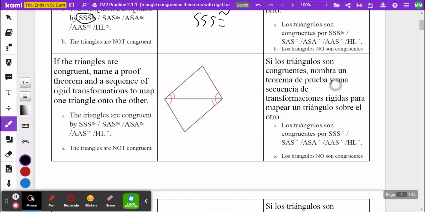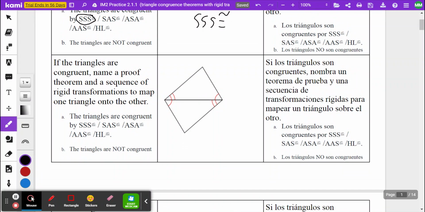Next, if they are congruent, what theorem can I use to say so? Well, these have 2 congruent angles and an included side. So that's angle, then side, then angle. Angle, side, angle, congruence.